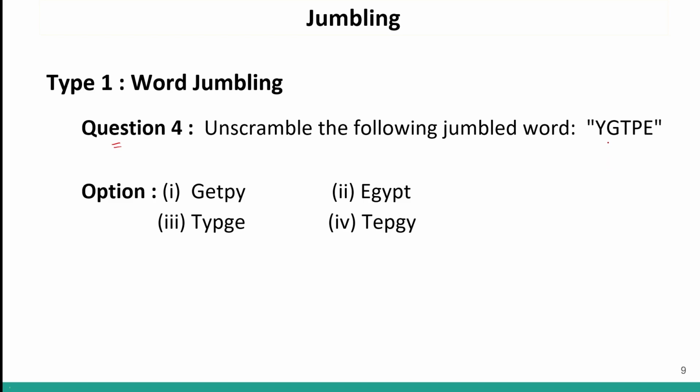Unscramble the following jumbled word. Now, if I unscramble it, is get be a word? No. Is this a valid word? No. Is this a valid word? No. Only Egypt is a valid word. Okay? So, in Egypt, we have used E, G, Y, P, and T. So, all the letters are used and all the letters are used only once. So, our answer will be option number 2, Egypt.